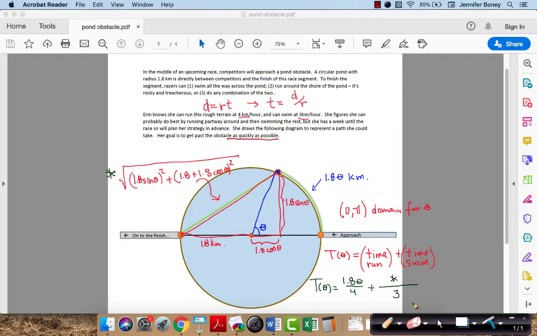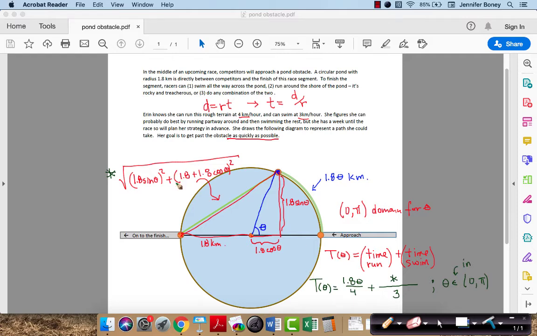So, as long as we keep theta in the interval 0 through pi, sorry, this little symbol here means in the interval, or is an element of. So as long as theta is in this interval here, 0 to pi, then we should have all the possible values of time that it takes her to complete this.